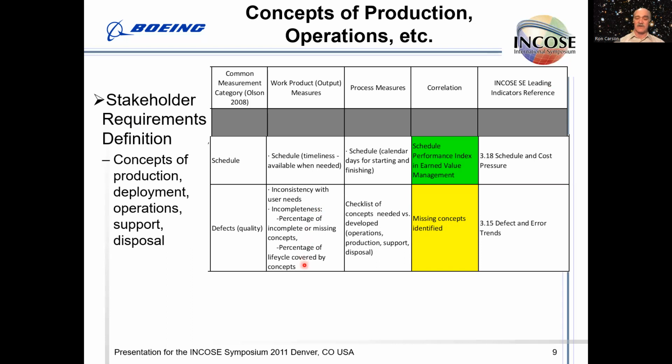And the percentage of the life cycle that's actually covered by concepts. So you might have process measures with checklists that establish what's needed versus what's developed and whether you're covering all the different life cycle stages. And the correlation would be the missing concepts that are identified in both cases. So you could establish that for concepts just to make sure that they actually were instantiated, but the quality and completeness of any particular concept might be hard to establish a process correlation.